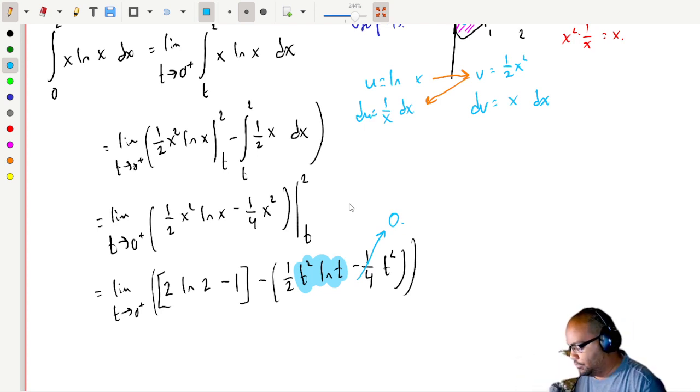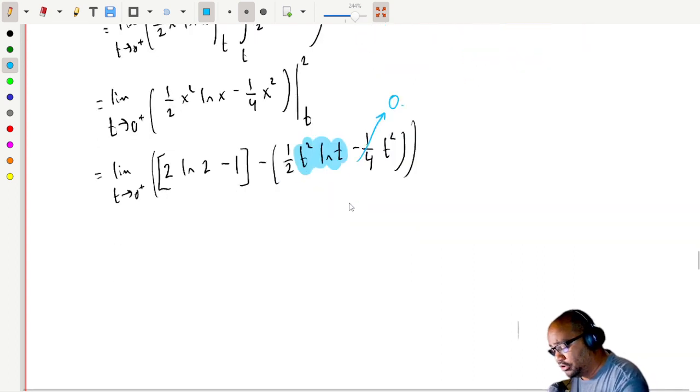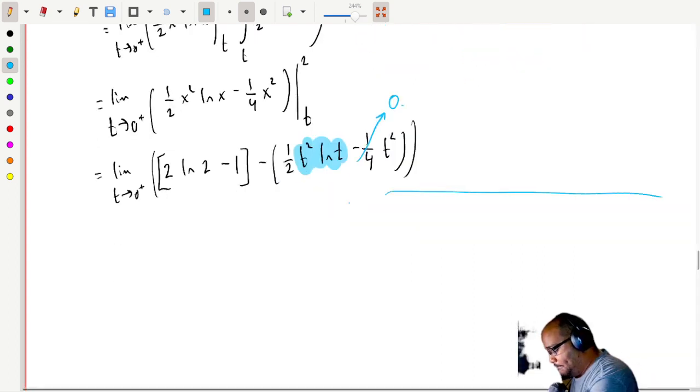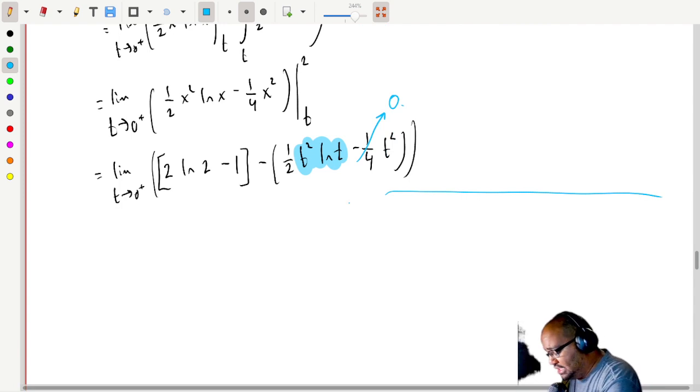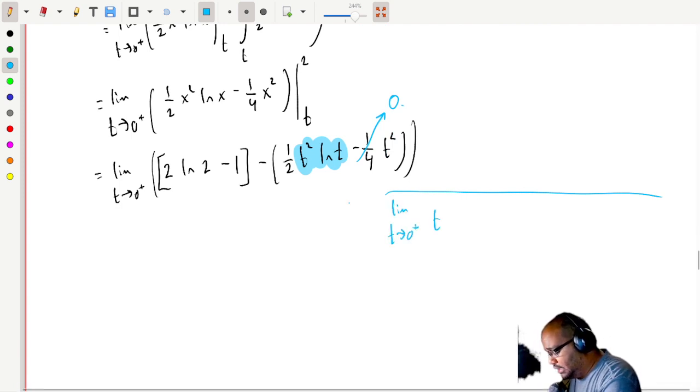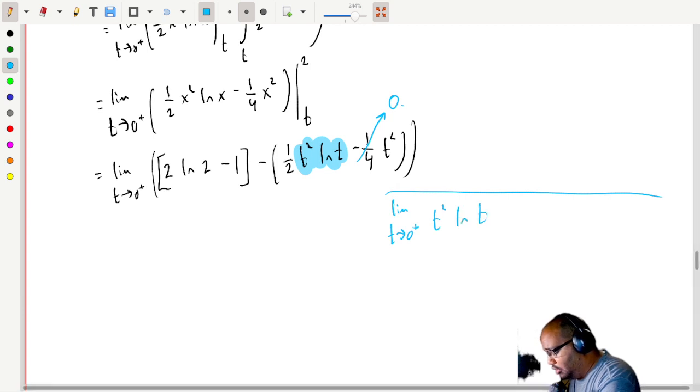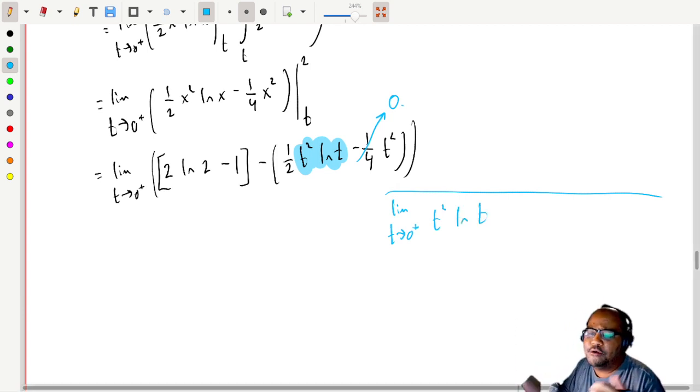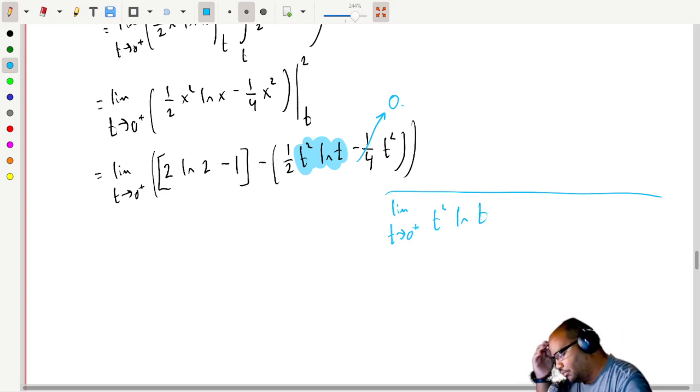We have to use L'Hopital's rule. So we're going to do a side calculation here. We need to compute the limit as t approaches 0 plus of t squared log t. Now, the 1/2 is going to come for the ride. Remember your constant multiple rules for limits. You can just shove them outside and save them for later. So how do we handle this?